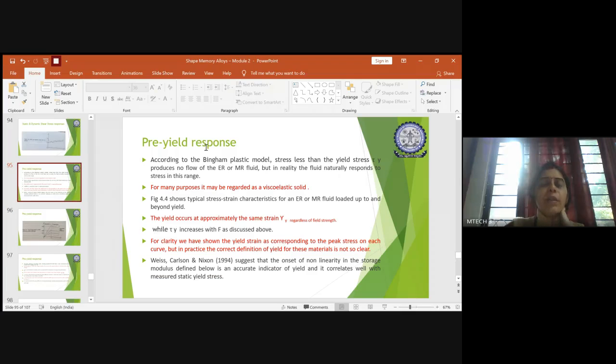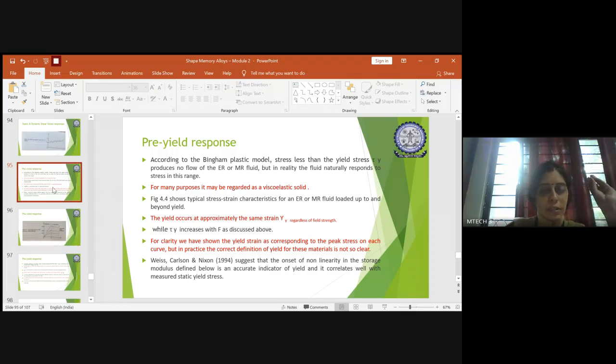So this nature of pre-yield response was then explained by a person in a journal article in 1994. There were three researchers, Wiss, Carlson and Nixon, right? These three together developed some research correlations, and they suggested that the one set of non-linearity in the storage module defined below is an accurate indicator.